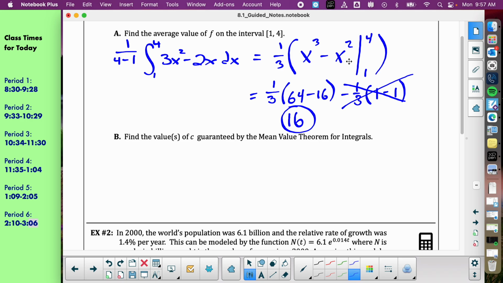The first one. The 3x squared minus 2x is the one I would draw if I want to find the area. So the 3x squared minus 2x is basically the equation being referenced for all the different things. The average height of this equation is 16 from 1 to 4.